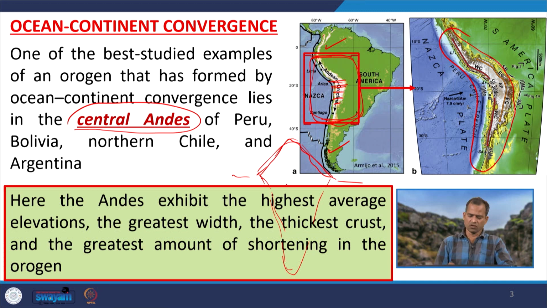So, that means we have the thickest crust, the highest mountain and a highly deformed system here. That is why it is the most widely studied system in the world in terms of continent-ocean convergence.